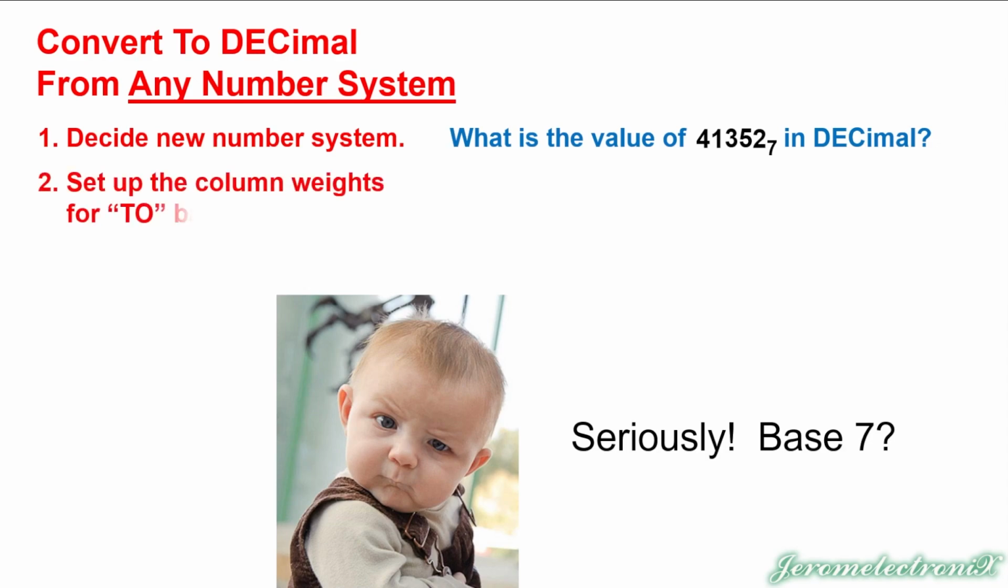Next thing we're going to do is set up the column weights. So the bases will all be 7s with exponents incrementing as we go. 7 to the 0th, 7 to the 1st, 7 to the 2nd, 7 to the 3rd, and 7 to the 4th.